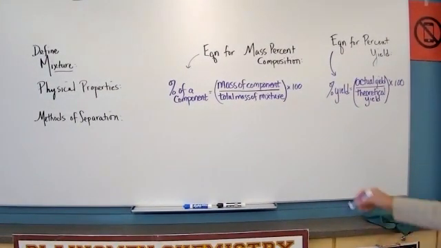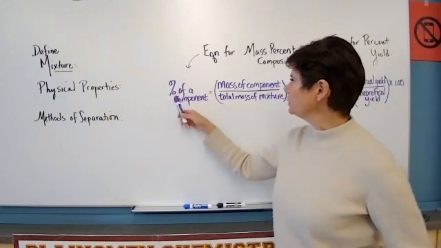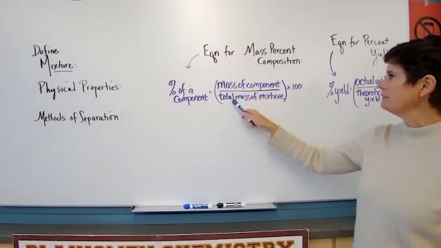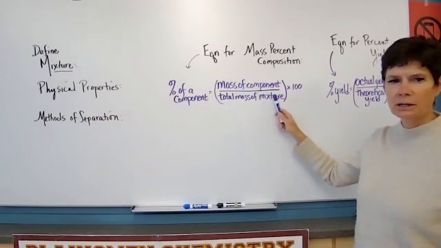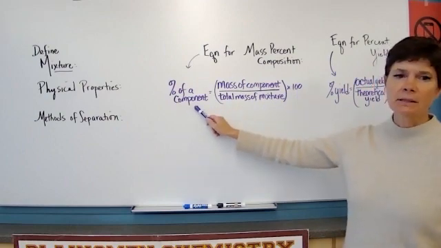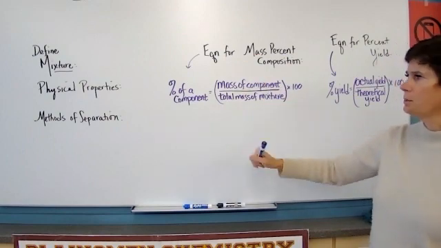So if we have mass percent composition, if we want to find the percent of any component, we take the mass of that component and divide it by the total mass of the mixture. And we take that times 100 to find the percent of the component. And then we do that with the next component, and if there's an additional component with that one.